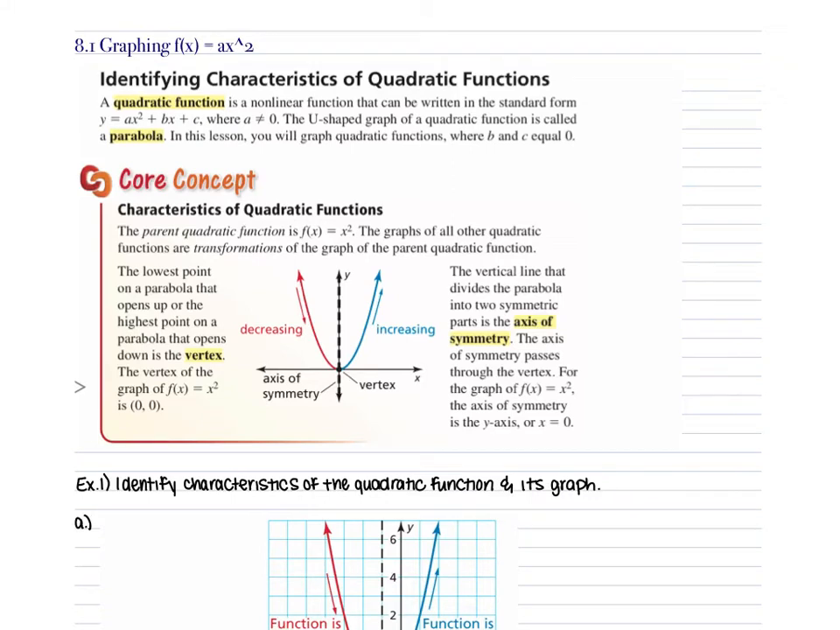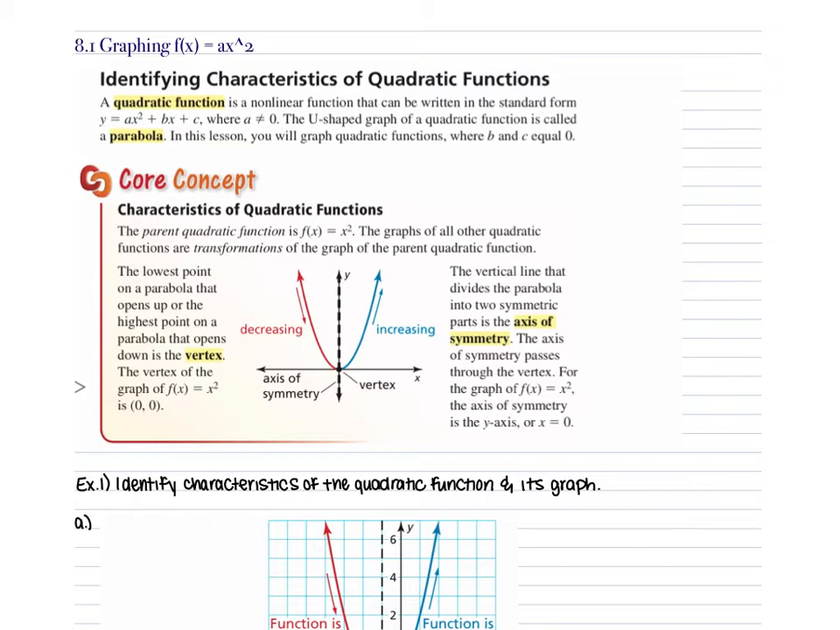Chapter 8 starts going over quadratic functions. Quadratic functions are functions that are drawn on a coordinate plane that look like a U. In 8.1, we are working with quadratic functions in the form of ax squared. With these quadratic functions, they are drawn on a coordinate plane. They look like a U. That U is called a parabola.